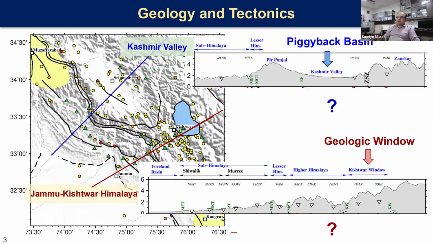Again, if you take a cross section across that region and look at the topography, what you see is a piggyback basin, which is the Kashmir Valley, sitting in between the two high ranges of the Pir Panjal to the southwest and the Zanskar to the northeast.